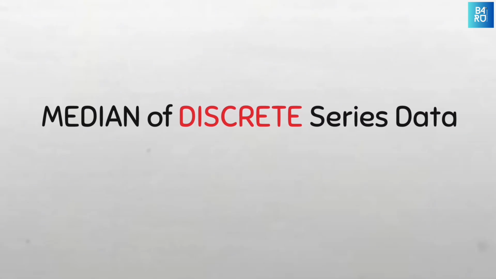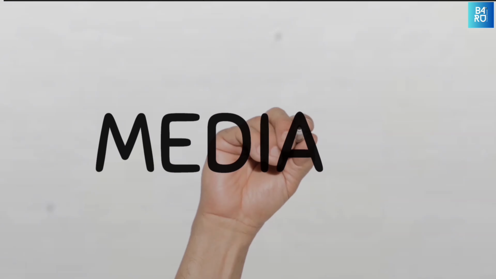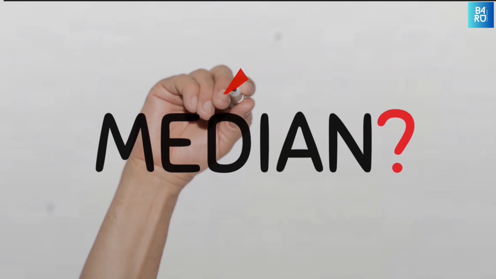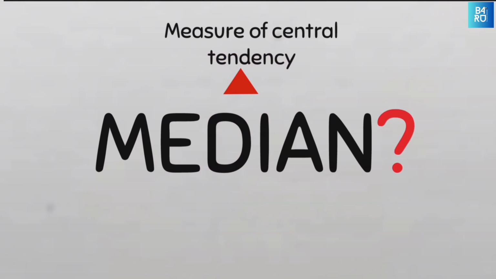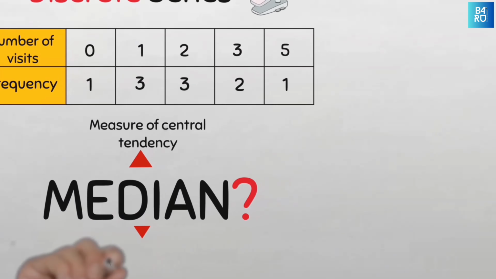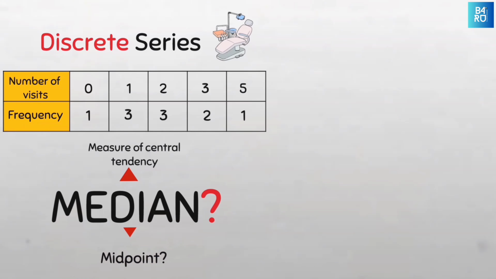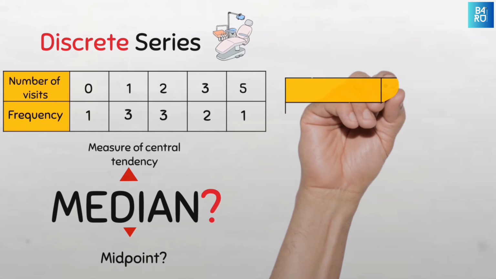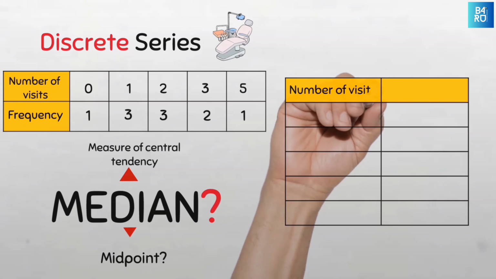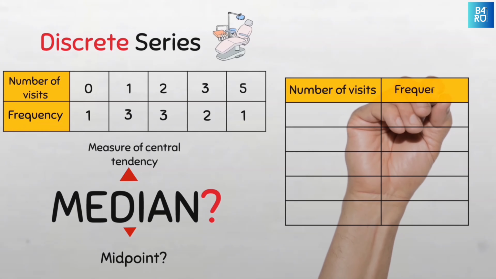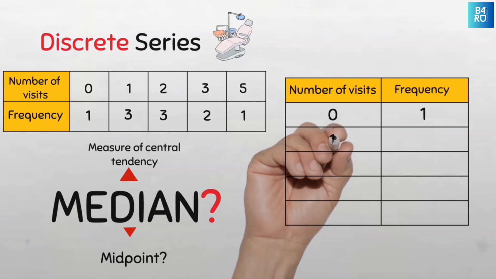Easy peasy. The median of discrete series data. How do we find the median of this data? Recall that the median is a measure of central tendency that indicates the middle point of the dataset. So our task here is to find the middle point or the middle value of the dataset. Let's first modify this table a bit to make it easy for us to compute. So we'll put the number of visits here and then the frequency here, and then we can put in all the data arranged neatly in a vertical manner.